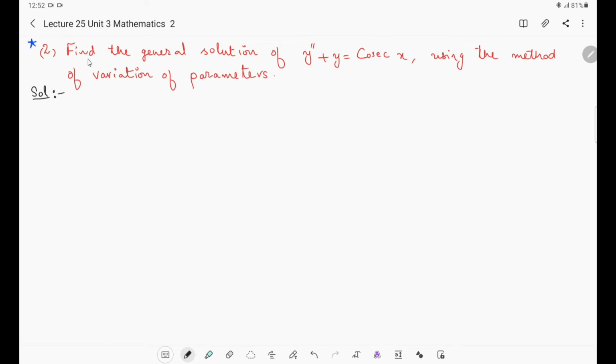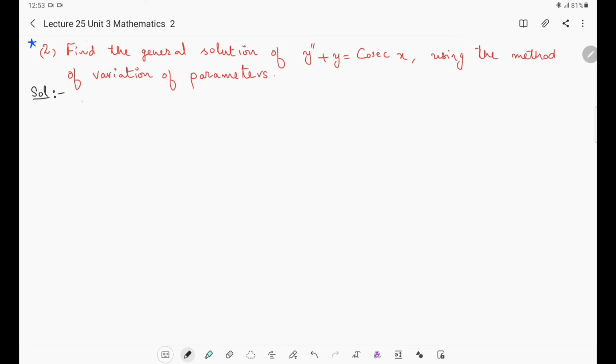Okay, the second question is: find the general solution of y double dash plus y equals cosecant x using the method of variation of parameters. This is also a second order differential equation where the right hand side function is cosecant x. We have to use the method of variation of parameters to find the general solution. We have to find the complementary function and the particular integral.